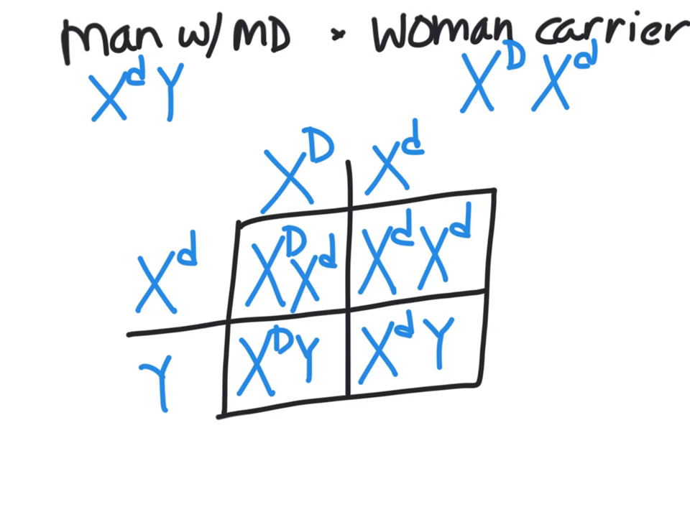So if we look here, if this particular cross were to happen, a male with muscular dystrophy and a female carrier, we notice that about 50% of their offspring would have the disorder or would potentially have the disorder muscular dystrophy. The other 50% would be normal. However, all of their female children would carry that disorder, which could be passed on to future generations.